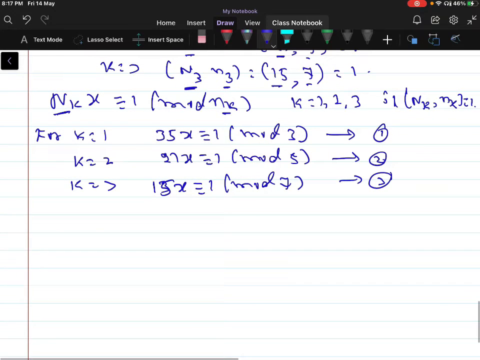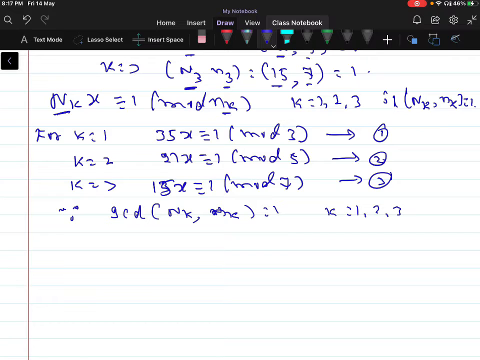You can observe that since the GCD of capital Nk and small nk is equal to 1 for k equal to 1, 2, 3, therefore equations 1, 2 and 3 have a unique solution.